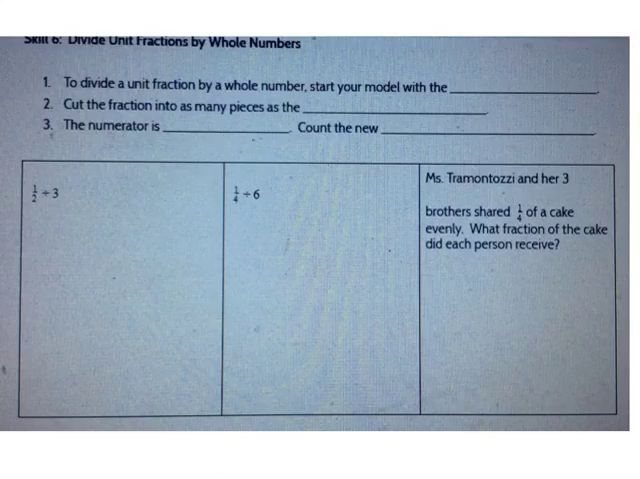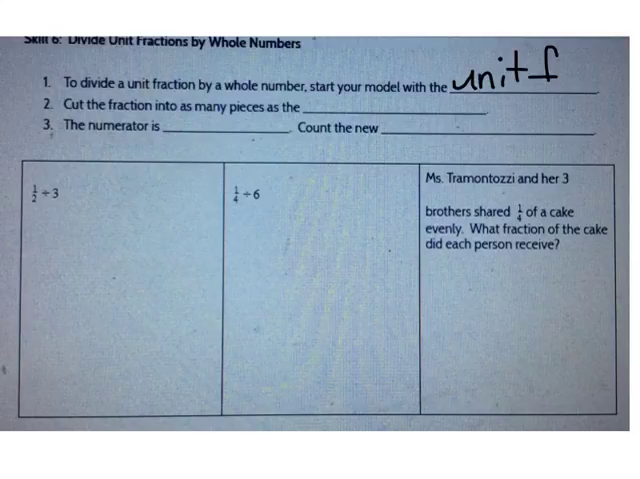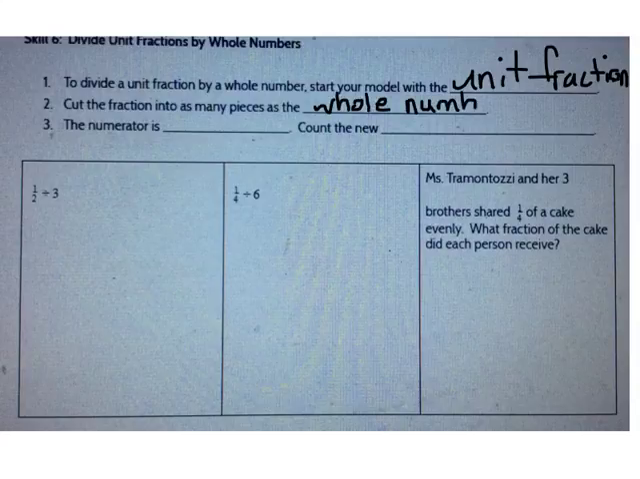We also divided unit fractions by whole numbers. Again, we can use models to do this. Remember, we'll start our model with the dividend. In this case, it would be the unit fraction. We cut the fraction into as many pieces as the whole number. That's the number of groups we're splitting it into. The numerator is going to be 1 because we'll keep one group, and we can count the new denominator.